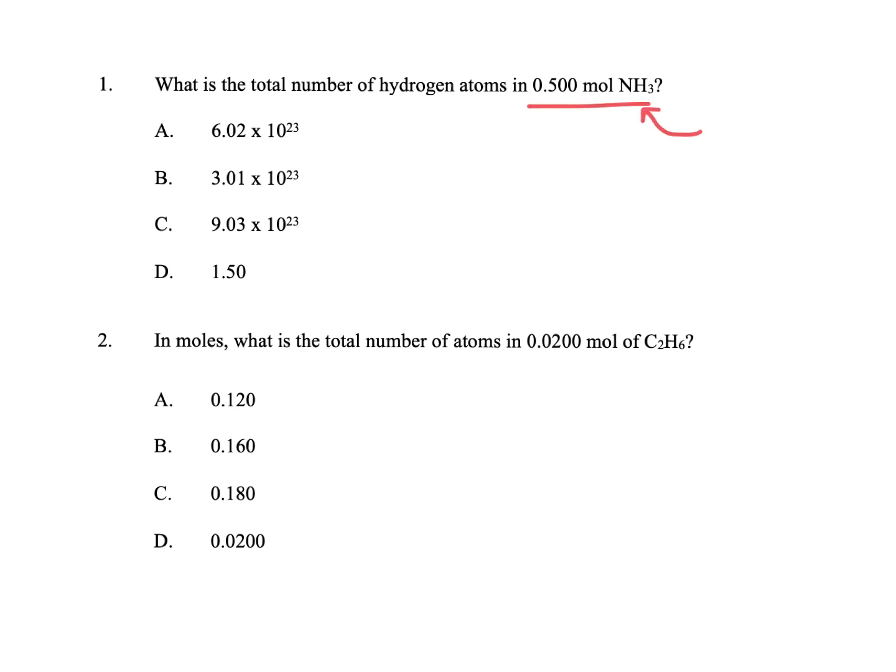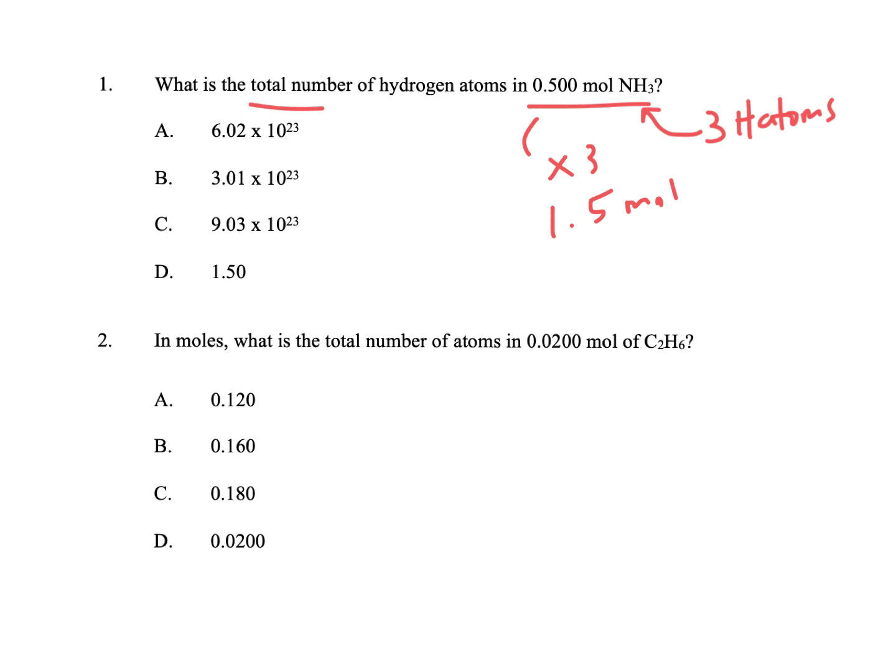Now you've got to note that there are 3 H atoms for every unit of NH3. So you're basically going to times this value by 3. It's asking what's the total number; it's not saying express it in moles. So you're going to have 1.5 moles, aren't you?